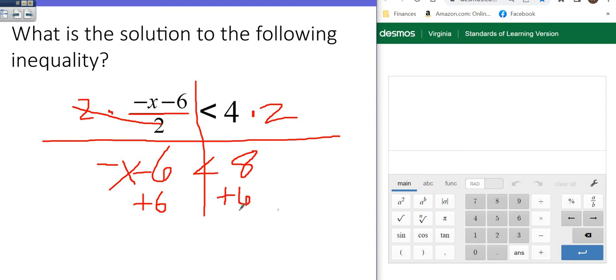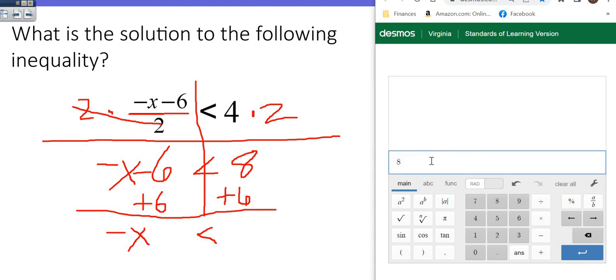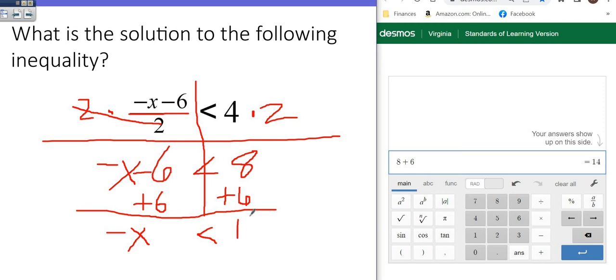Okay. And I wrote the same thing, so I'm drawing my line. So I'm going to bring down my negative x. Can't leave that negative behind. It's going to be important in a minute. Less than, and then I'm going to come over here and use my calculator. 8 plus 6. I am not ashamed. So that is 14.